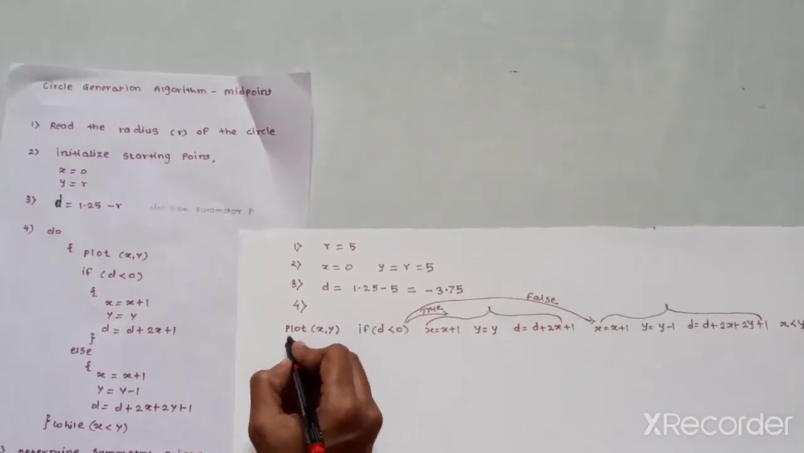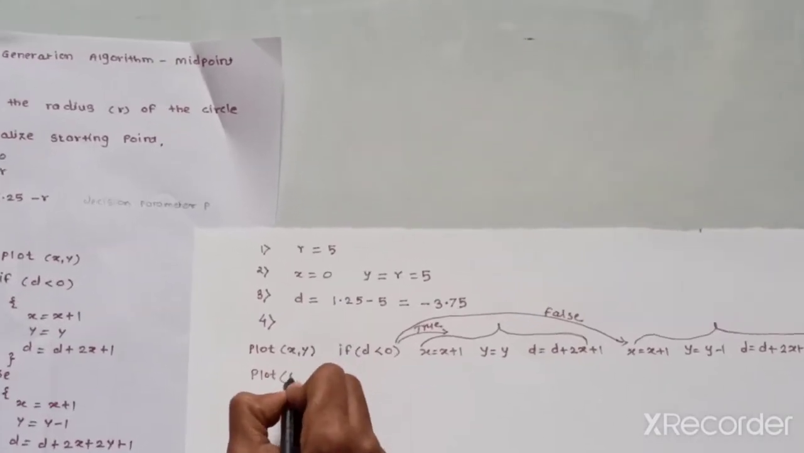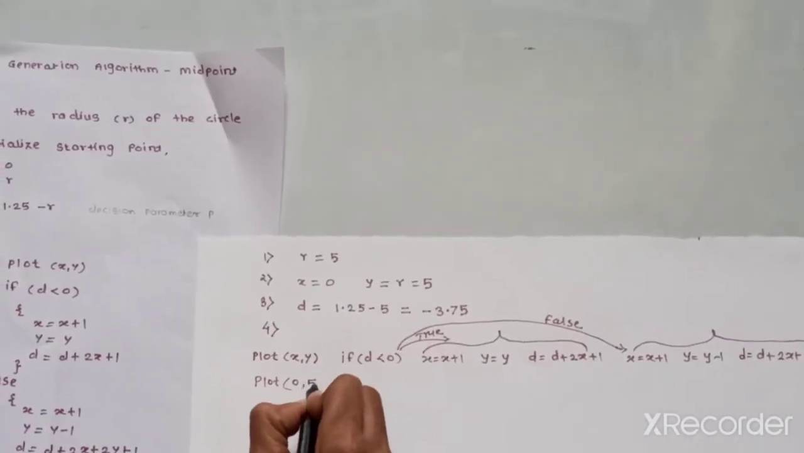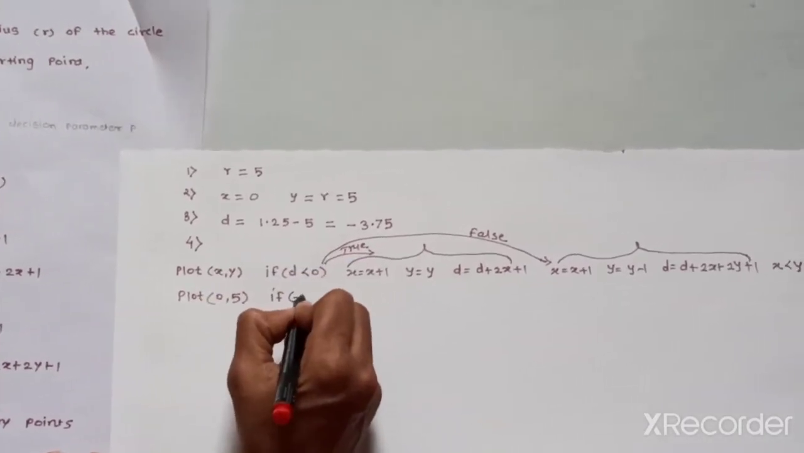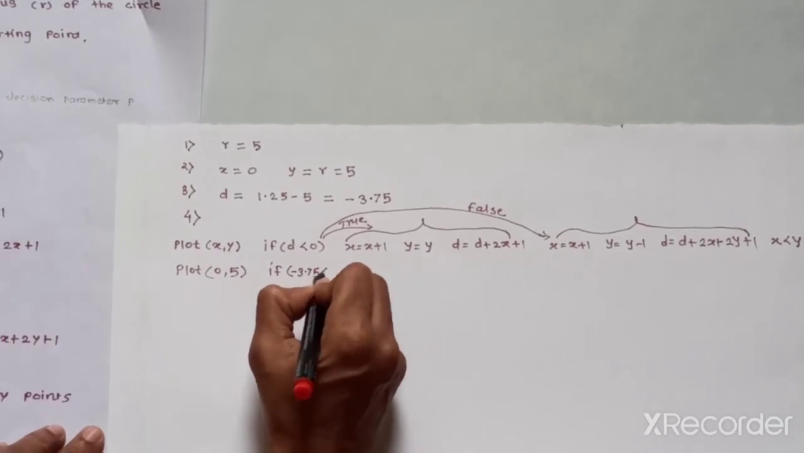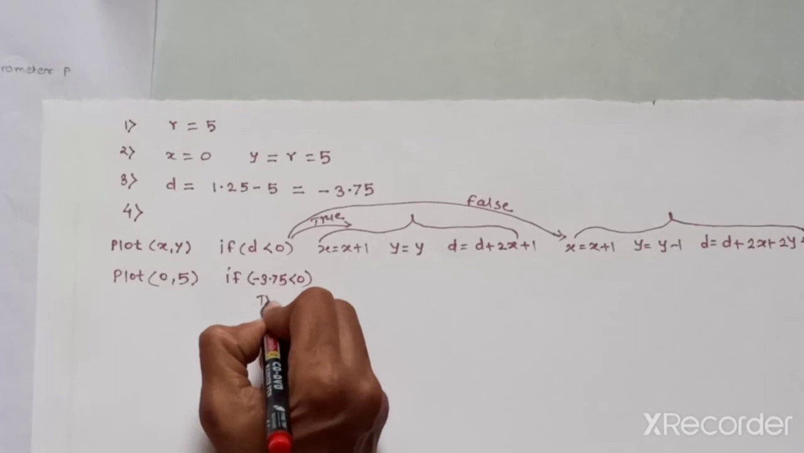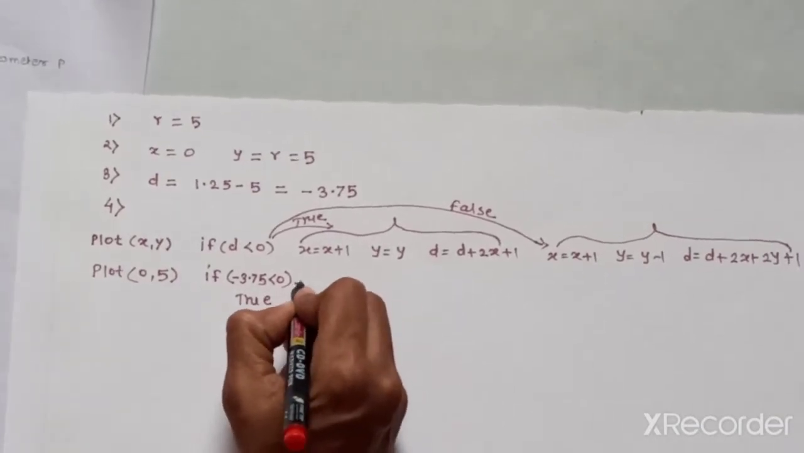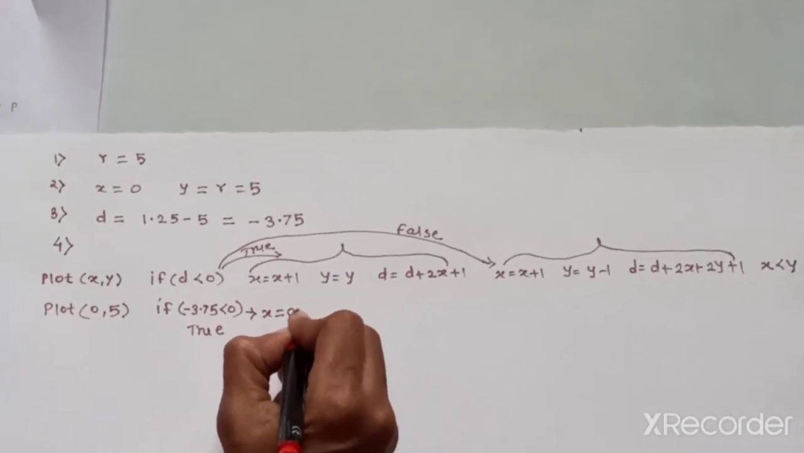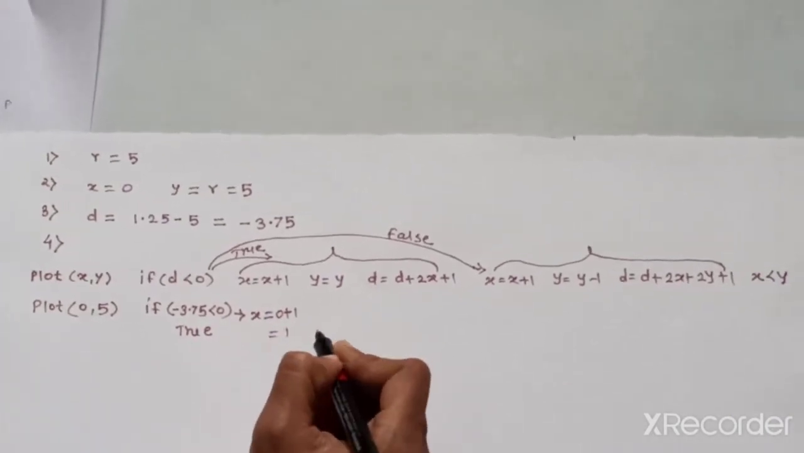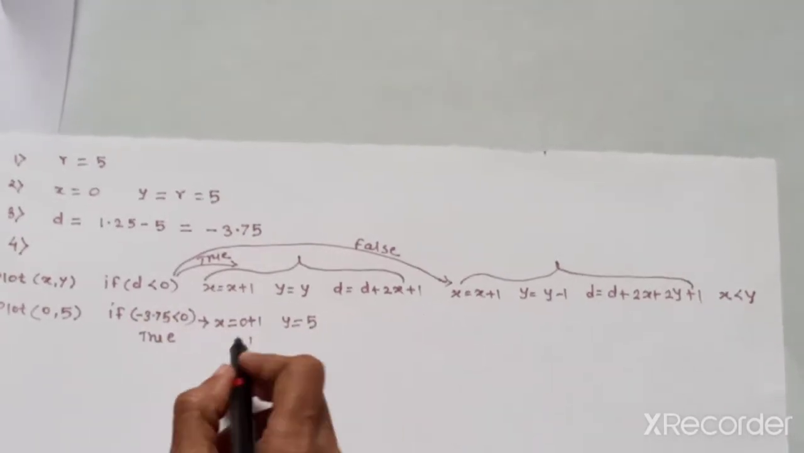So here, plotting. Initially, plot the value of x and y. What is the value of x? 0. What is the value of y? It is 5. Our value of d, that is minus 3.75, is less than 0. The condition is true. So we can execute the first part: x is equal to x plus 1, 0 plus 1, we are getting the answer as 1. y is equal to y, means no change in y, so it will be 5.